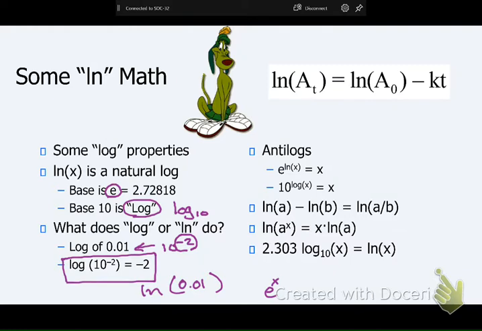Prescription though. So let's see, 0.01, and I'm going to take a natural log. That's minus 4.605. So that's the power of E that represents 0.01. So it's just like base 10 log. It does the same function, but it's a different base number.